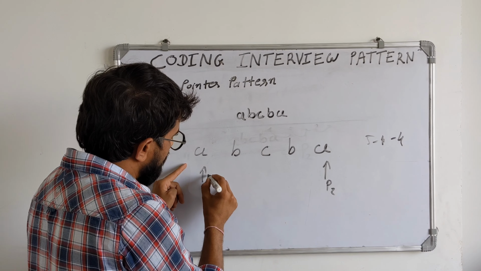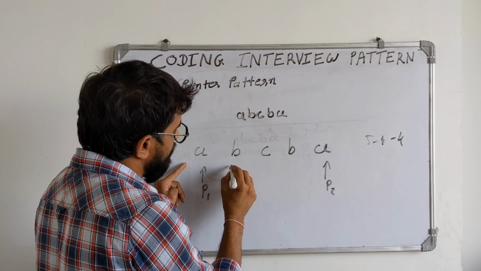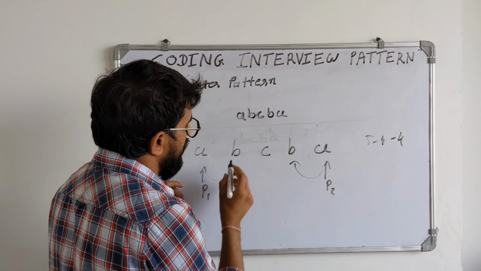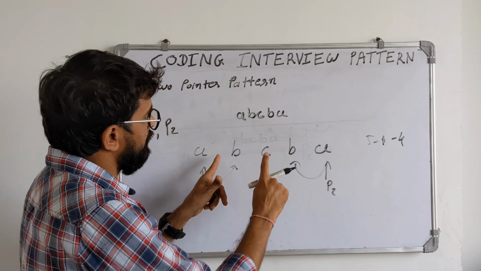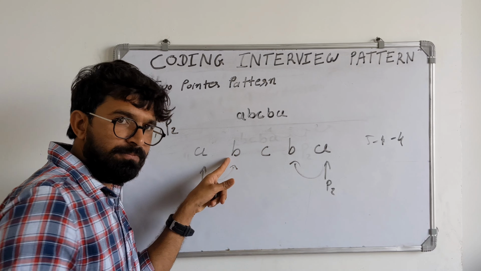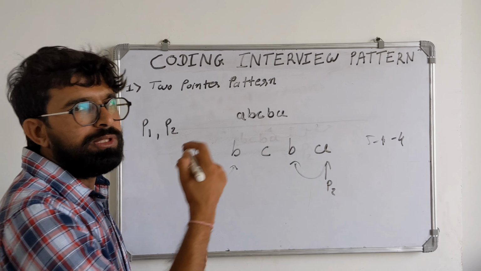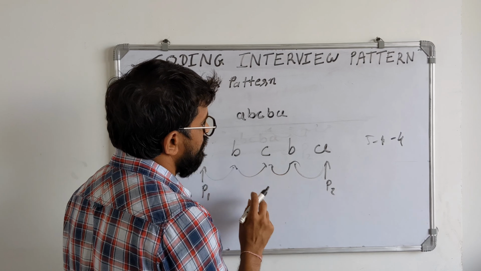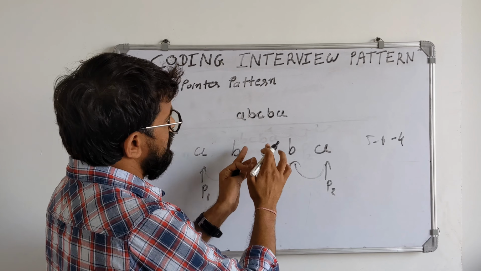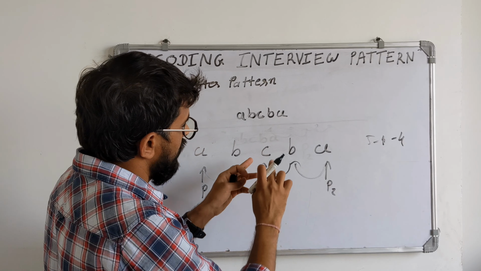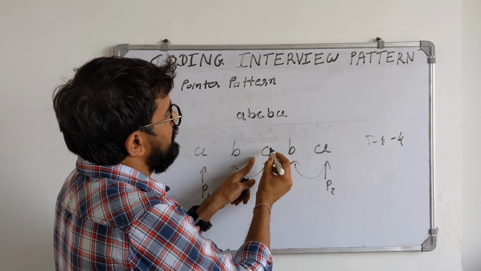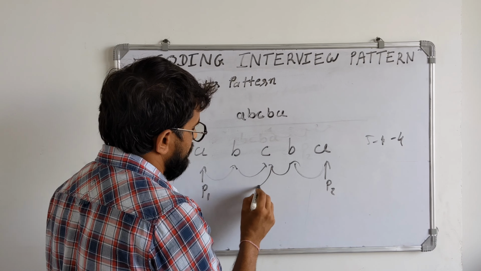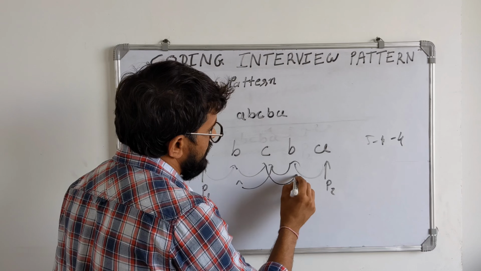So we will move P1 one step ahead, and P2 one step back. Now here again we will compare: B and B are both the same. Okay, we'll move to the next step. We'll move here to C, and here to C. Both are at the same index. We don't care about that as of now, but the character is the same. Okay, so we will move to the next step. This comes here, this comes here.